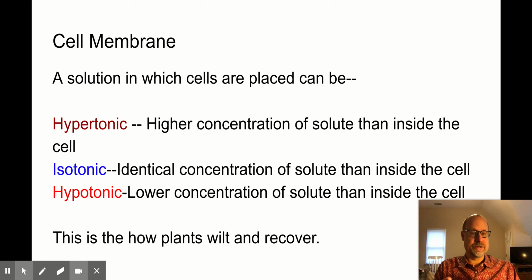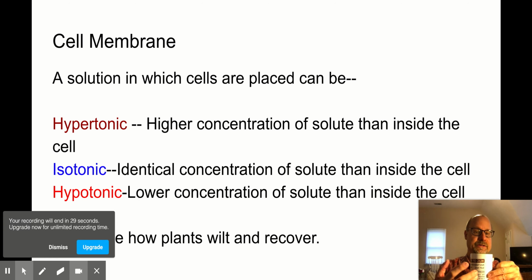Now, if the cell inside here has a high concentration of salt, and the water that it's in has a low concentration of solute, then that water is going to travel into the cell. See, if the level of solute is lower in the water than it is in the cell, that's a hypotonic solution. The solution has a lower solute than the amount inside the cell.